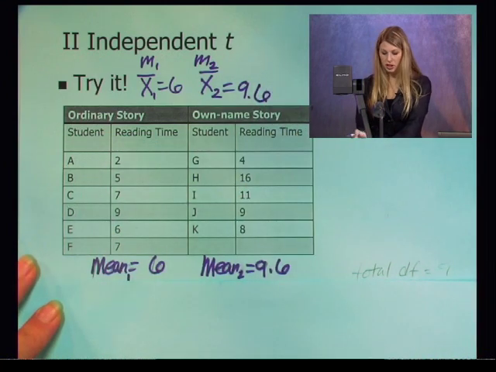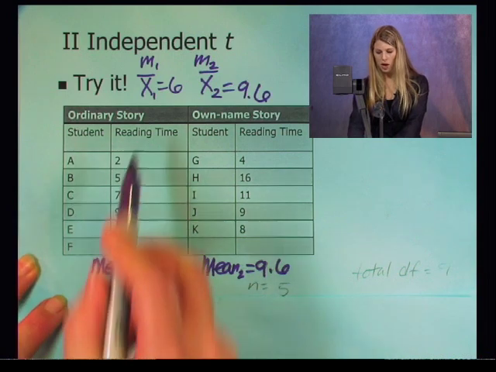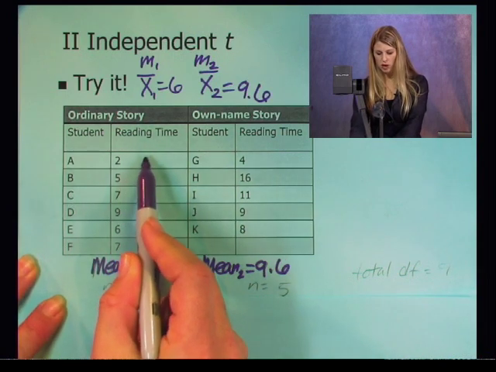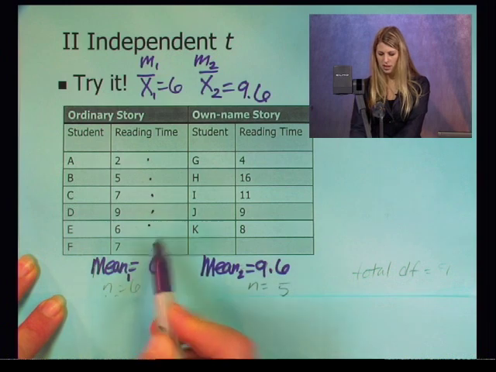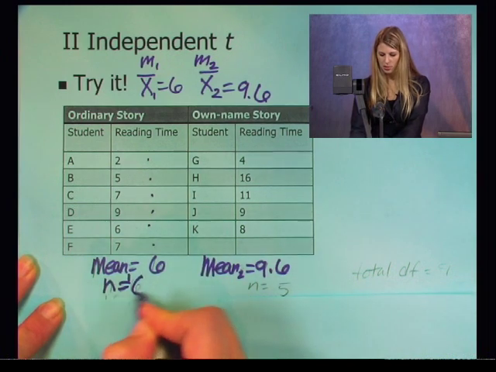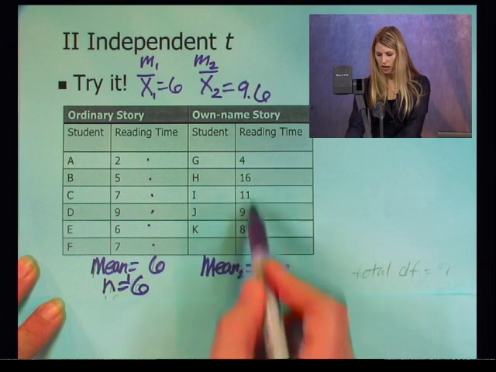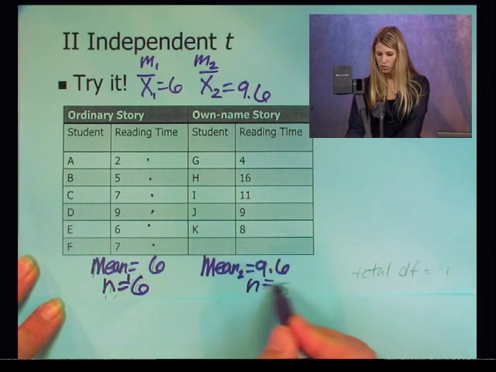Now, a couple other things to note. N. So how many do we have in this first group? N, we have 1, 2, 3, 4, 5, 6. So here, n, the sample size equals 6. Here we only have 1, 2, 3, 4, 5, n equals 5.